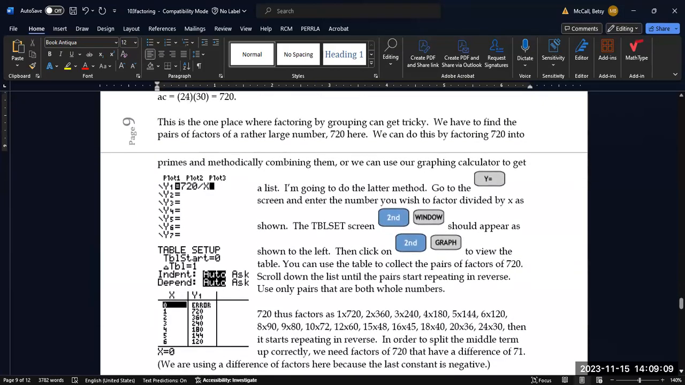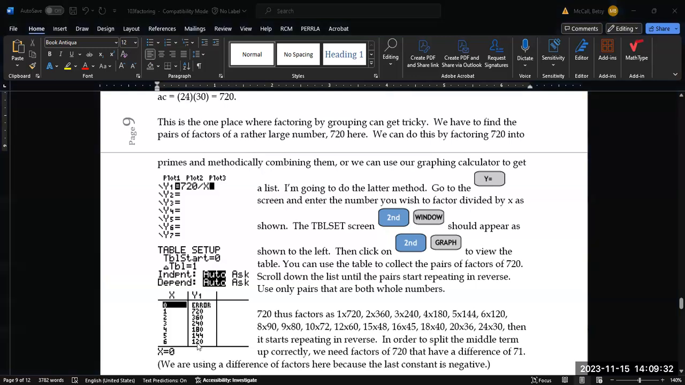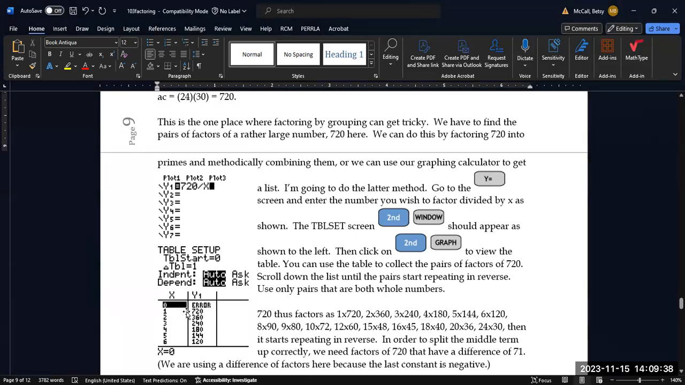Now, there is a way to do this with the calculator. Basically, if you have a TI, you're going to put in your y equals screen the number that you're trying to factor divided by x, and then go to your table starting at 0 or 1, and then your step size is 1 and put it on auto. And in the table, it's going to divide the 720 by X. 720 by 1, 720 by 2, 720 by 3, 720 by 4. And these are then going to be factors of 720 that multiply to 720.